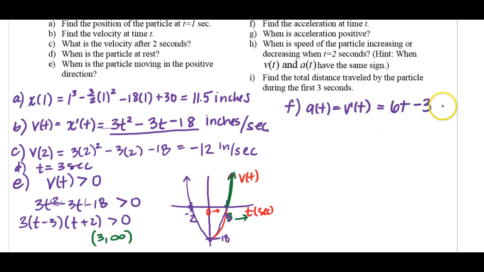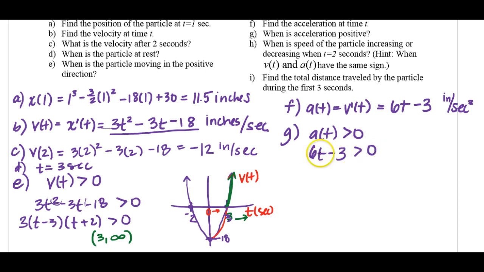And now my units of acceleration are going to have to be inches per second squared. So my units of acceleration have a time that's squared. So now for part G, when is acceleration positive? So when is a of t greater than 0? So a of t is 6t minus 3. So when is this greater than 0?